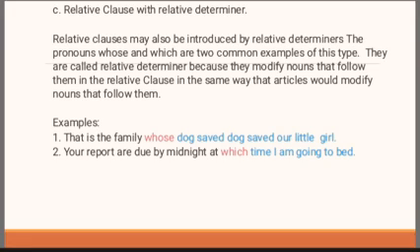Now the pronouns whose and which are two common examples of this type. Whose and which are the common examples of relative determiners. They are called relative determiners because they modify the noun that follows them. Any noun that comes after them, they modify in the relative clause.